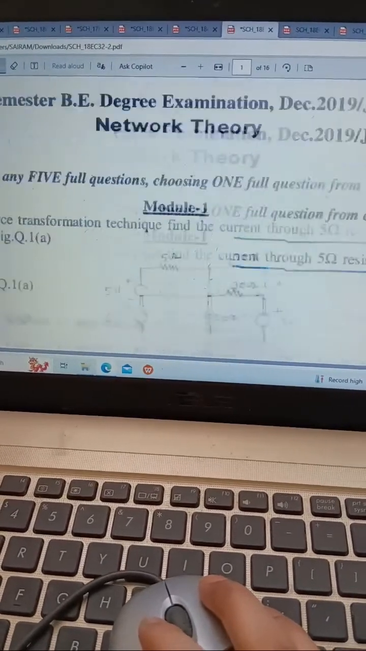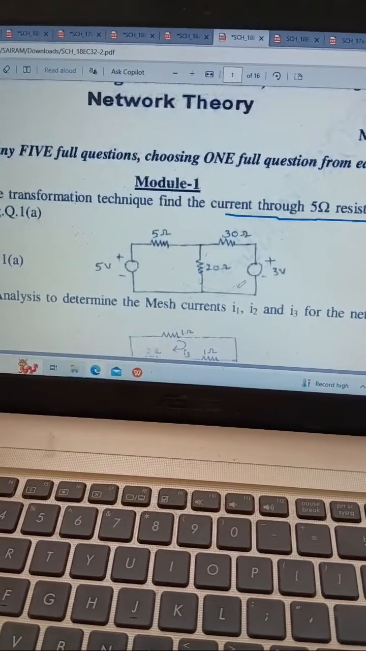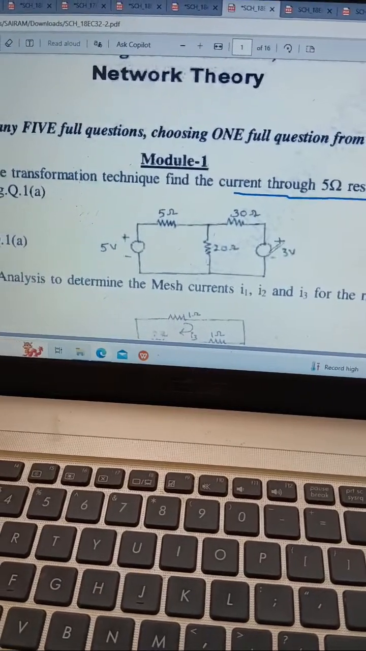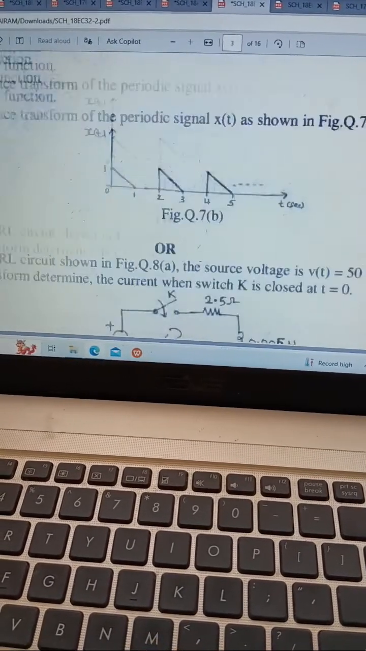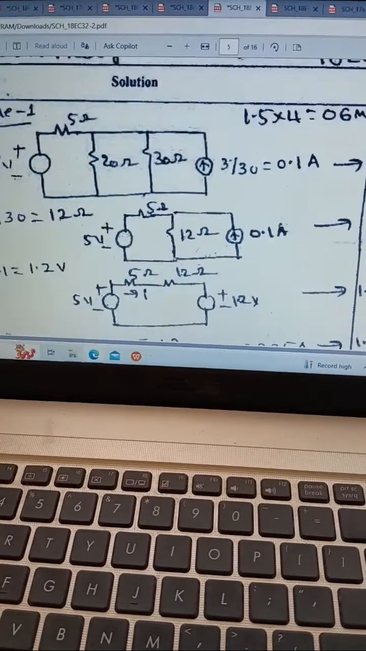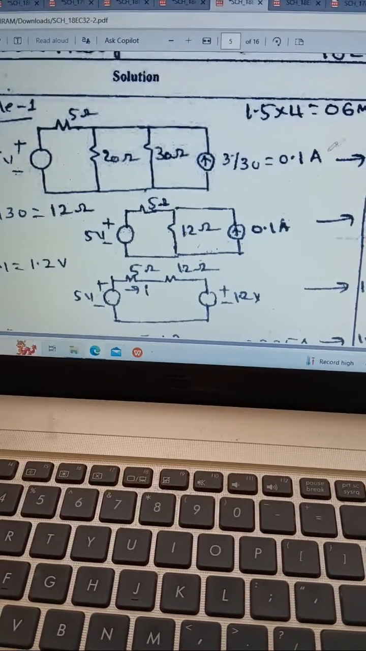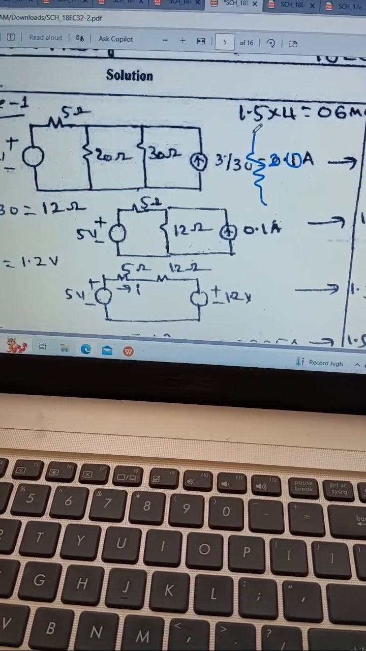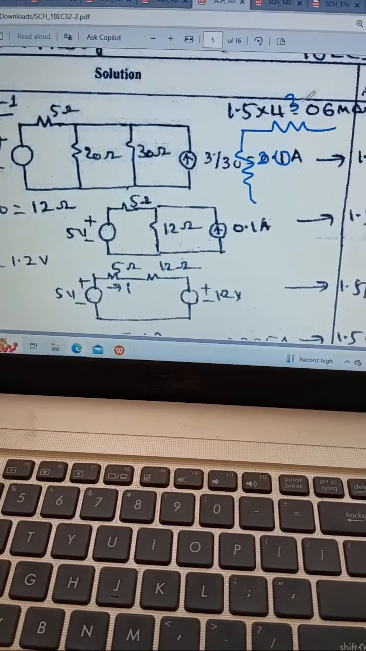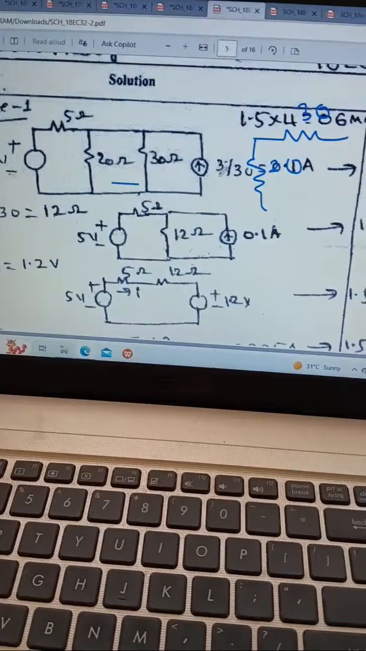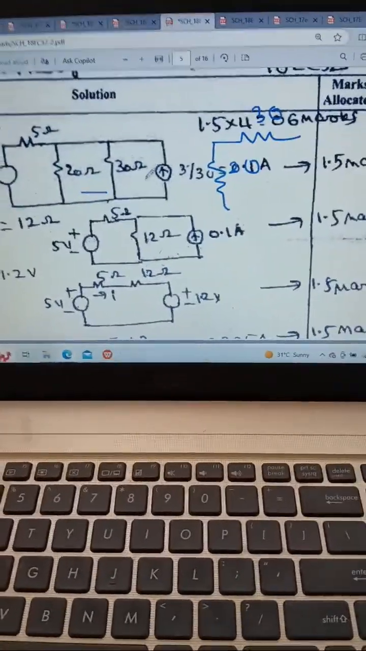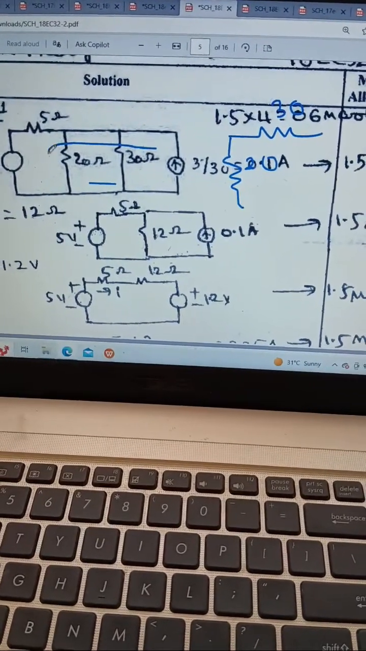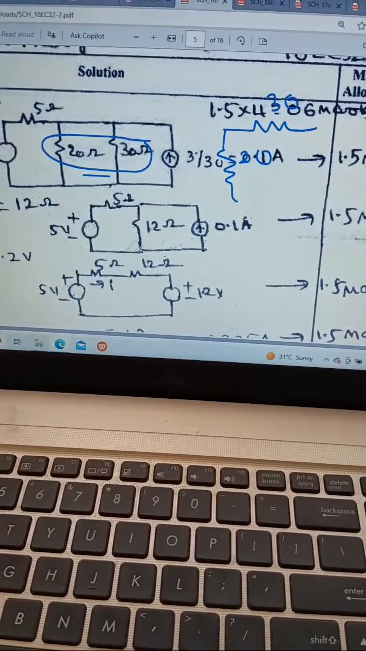Here they have got this 20 and 30. They have written 20 and 30 in parallel. This was 20 and this was 30. So these two they have written in parallel, and now they have got two resistances in parallel, which if you convert, you get 12.